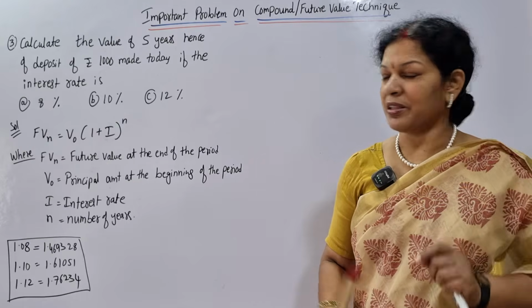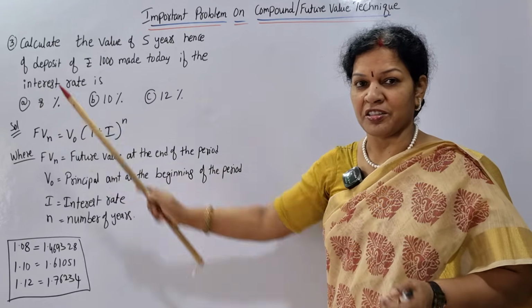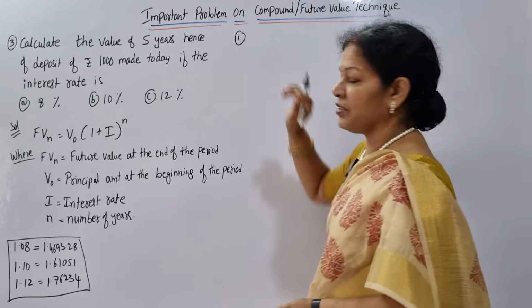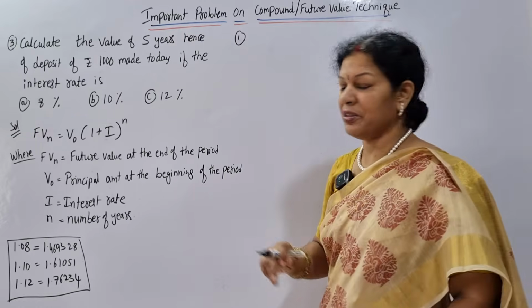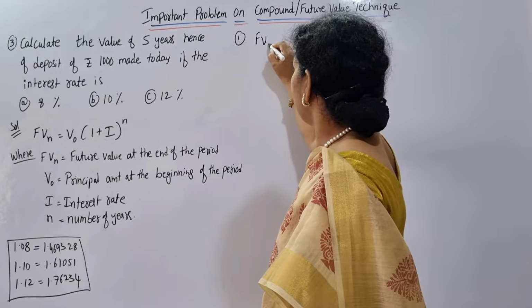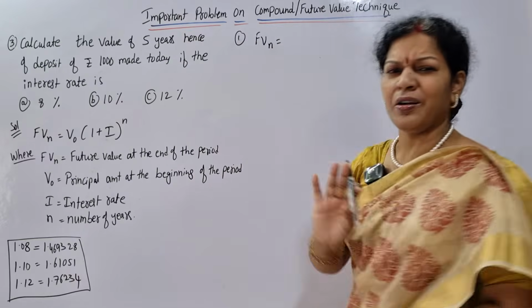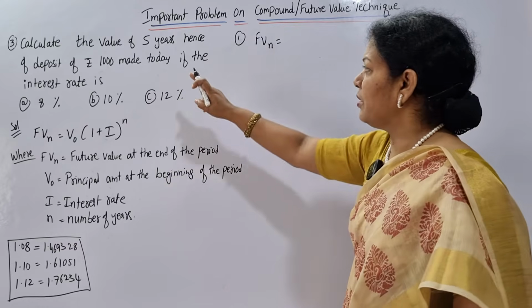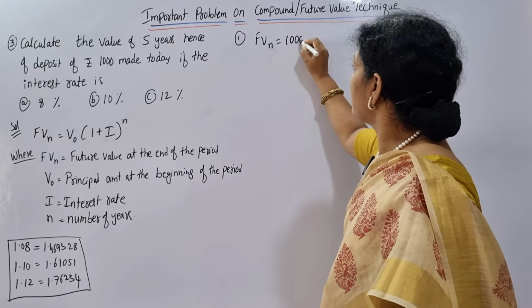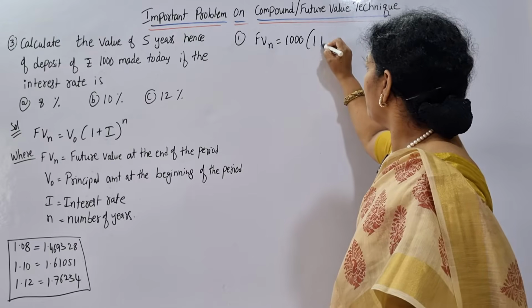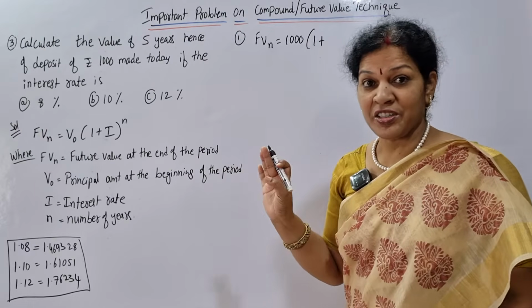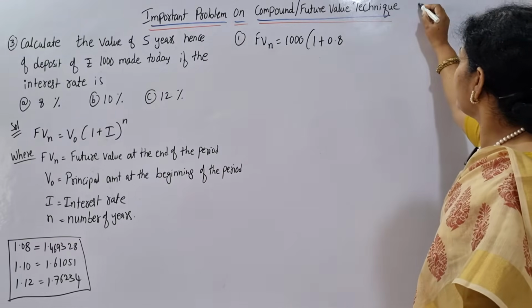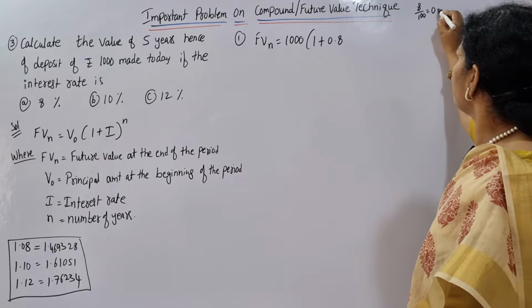Let's focus on the first method, that is assuming 8% interest. I'll write here first method, 8% interest. Formula we know, FVn is equal to V0. V0 is here constant, it is not going to change, only the interest rate is going to change. So V0 is here 1000, into (1 plus r). r is here in the first case 8%, so 0.8 you can say, or if you take 8%, it is 0.8 only.